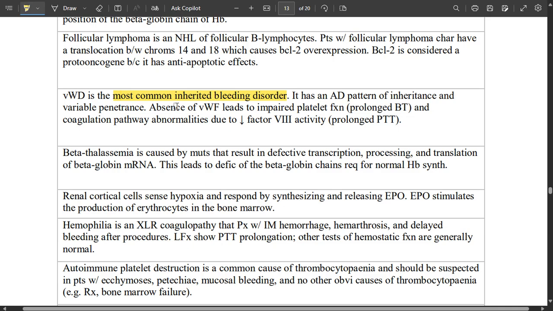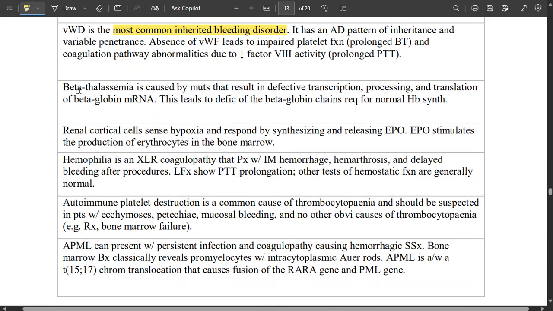Deficiency of von Willebrand factor leads to impaired platelet function, and therefore increased bleeding time, and a coagulation pathway abnormality due to decreased factor 8 activity. So von Willebrand factor and factor 8 both decrease, therefore PTT increases and bleeding time increases, however not the extrinsic PT.